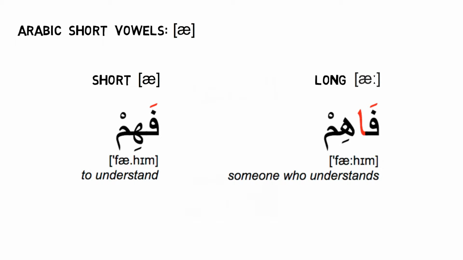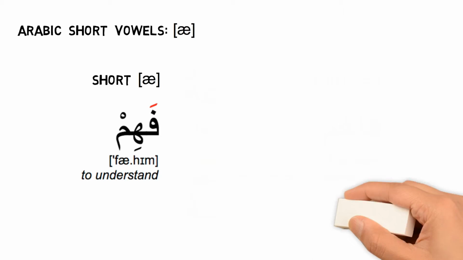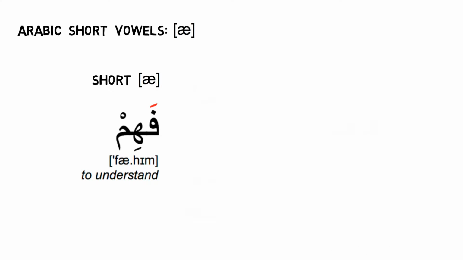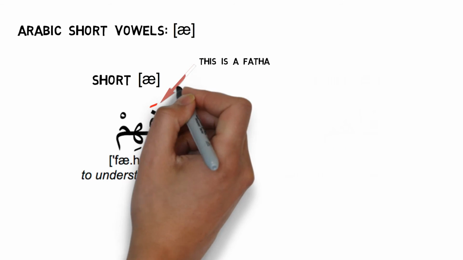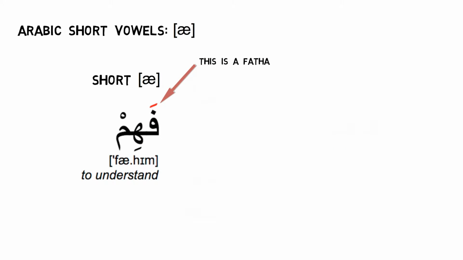Fa. In terms of how this works in the Arabic writing system, the short vowel is marked using a symbol called a fatha, which you'll place over a consonant. So this letter makes a f sound, and when you put a fatha over it, it turns into fa, fahim.